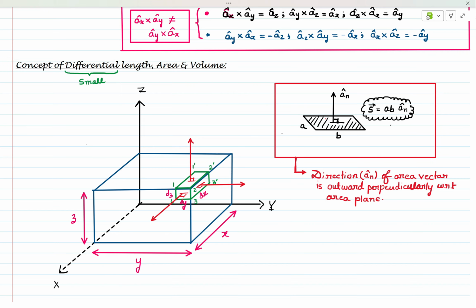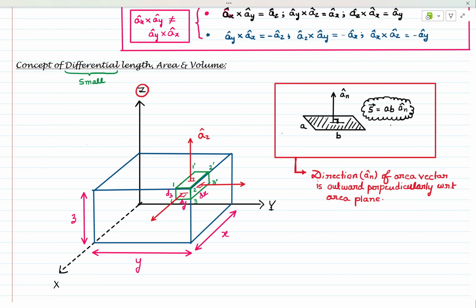And now consider this is a unit vector because any direction is given by the unit vector, and the direction is towards the z direction. Okay, so the direction of the area vector is a unit vector and that is also towards the z direction, that can be denoted as a_z. We have already talked about it in my last video.